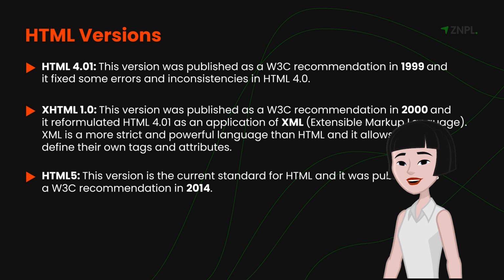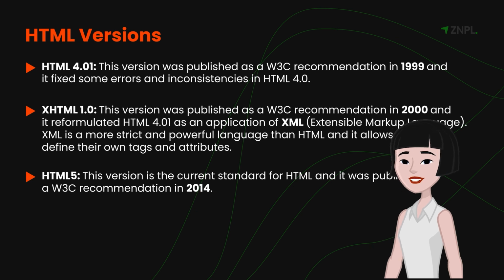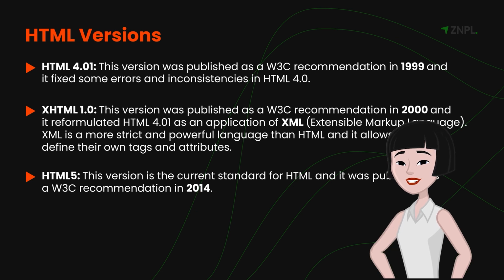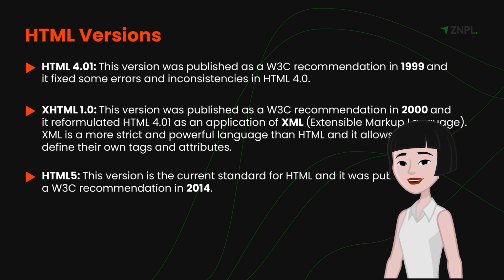XHTML 1.0. This version was published as a W3C recommendation in 2000, and it reformulated HTML 4.01 as an application of XML, Extensible Markup Language. XML is a more strict and powerful language than HTML, and it allows users to define their own tags and attributes. XHTML 1.0 required web pages to follow the rules of XML syntax, such as closing all tags and using lowercase letters for tag names.